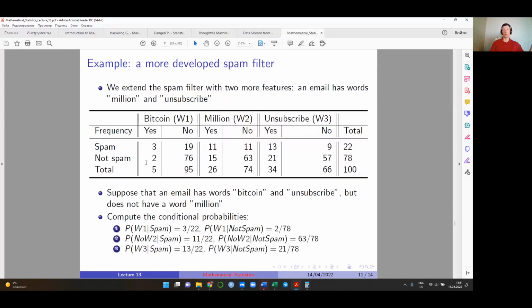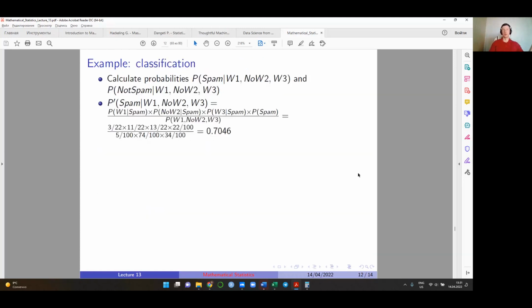So let me go back. What is the probability to receive the word Bitcoin? It's 5 over 100. What is the probability to not receive the word million? It's 74 over 100. What is the probability to receive the word unsubscribe? It's 34 over 100. So we have these three probabilities, we multiply them, and we have this total probability that we will have word Bitcoin, no word million, and word unsubscribe here. And in the numerator, we simply multiply the conditional probabilities here. In total, we have 0.746 or 70.5% probability. But once again, I put here a special mark that this is not an exact probability because of our assumption.